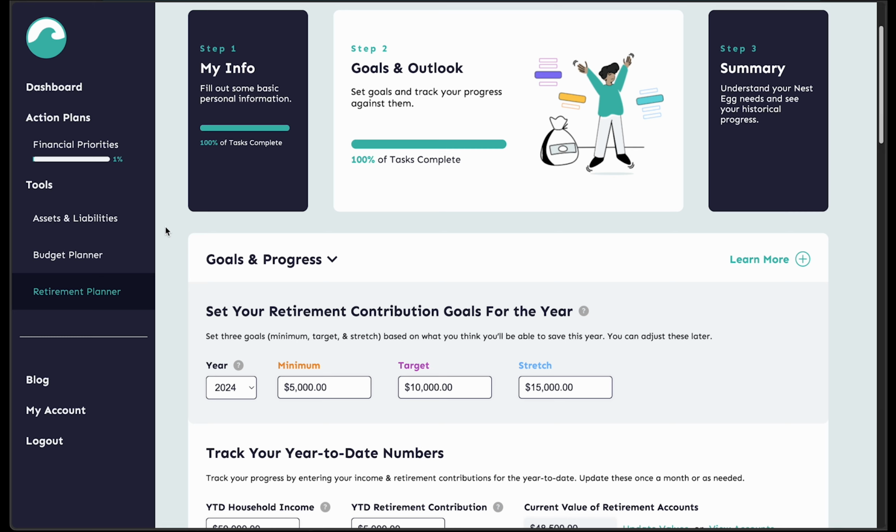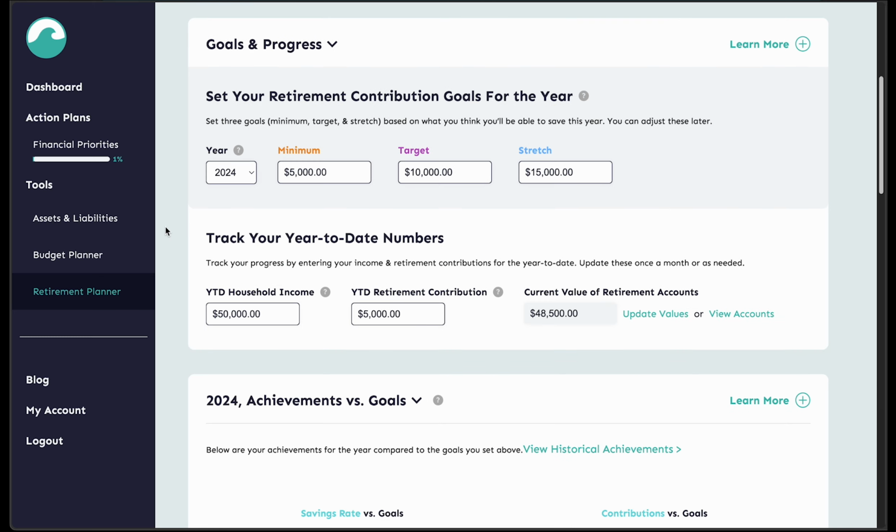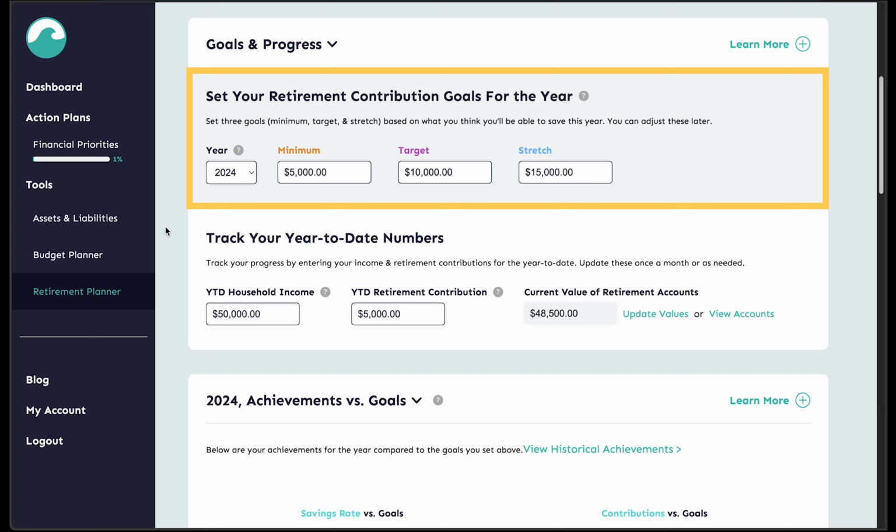3 of those inputs you update just once a year, and 2 of those inputs you update just once a month. For the section Set Your Retirement Contribution Goals for the Year, it's asking a simple question. What are your retirement savings goals for this year? You only need to update these numbers once a year.